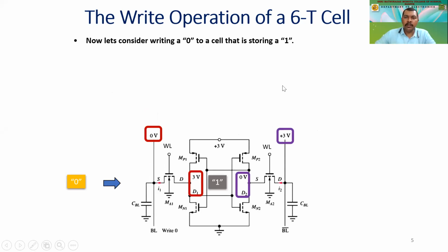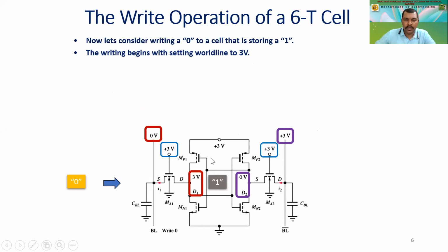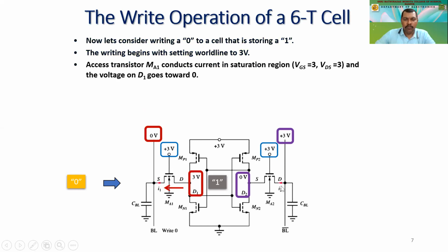Now let us see when it already has a one inside it, how zero can be loaded to it. The writing begins with setting the word line to 3 volts. So now the word line, which is over here, we are putting it at high. As soon as we put this at high, these two transistors, MA1 and MA2, will start working. They will start conduction, right? Now, since it already has one over here, this one is going to transfer to this bit line like this, and D1 goes towards zero. So D1 should go towards zero.